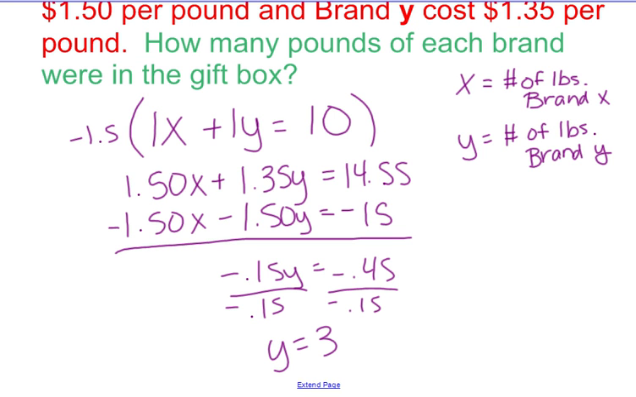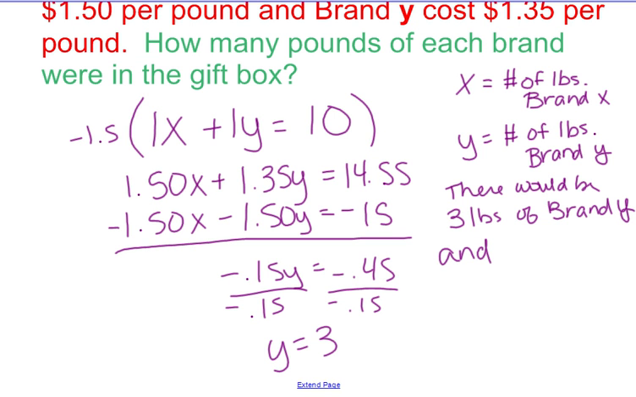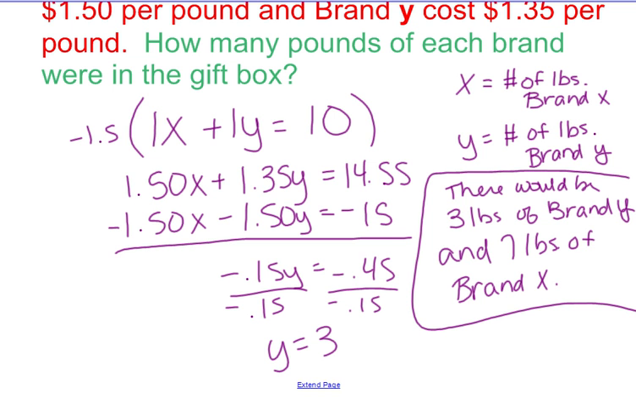So that means there would be 3 pounds of brand Y. And if there's 3 pounds of brand Y and I have to add them up to be 10, that means there's 7 pounds of brand X. And that would be my final answer. And it asked for both, so I gave them both.